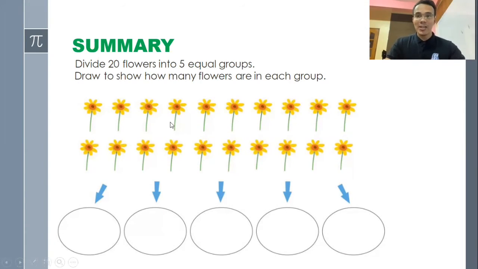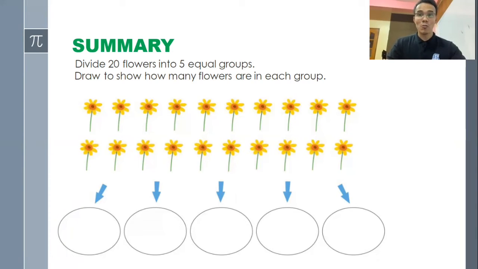Okay? Here's the first problem. Divide 20 flowers into 5 equal groups. You're going to draw to show how many flowers are in each group. Since we need to divide 20 flowers into 5 equal groups, then there should be 5 groups. And these big circles represent the 5 groups. We have 1, 2, 3, 4, 5 groups.